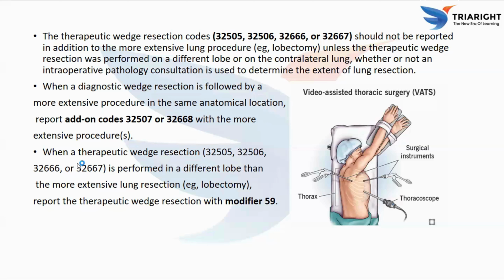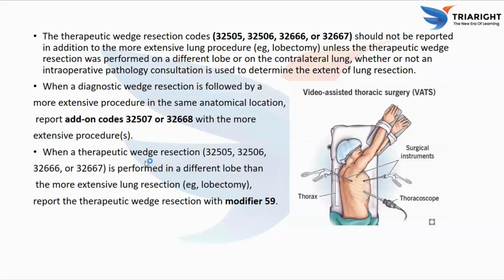So what is the coding rule here? You have to report the most extensive procedure, plus you have to add on the code for the diagnostic wedge. The add-on codes are 32507 for open diagnostic wedge and 32668 for VATS diagnostic wedge. These codes are never reported alone. They must be reported with the definitive procedure.